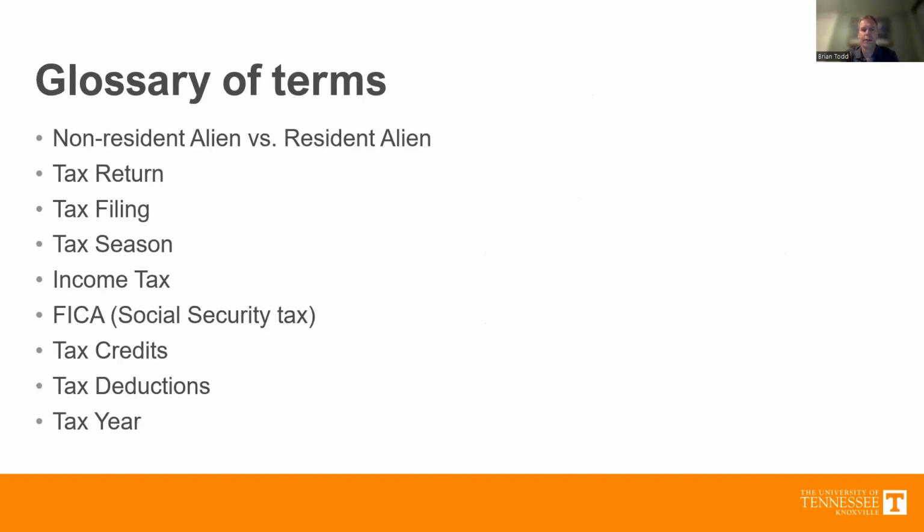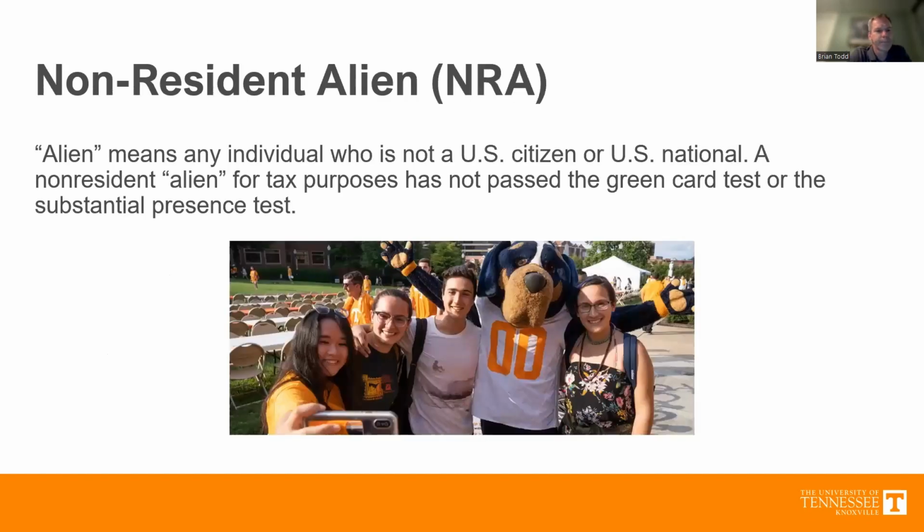We're also going to cover a glossary of terms to start off. So we'll talk about these one at a time. So let's go on to the next slide. Non-resident alien. So what do we mean? Alien means any individual who is not a U.S. citizen or U.S. national. We're not talking about science fiction movies. We're talking about for tax purposes. So a non-resident alien for tax purposes has not passed the green card test or the substantial presence test. So I have a photo here of international students at UT at orientation. So they're most likely going to be non-residents for tax purposes.